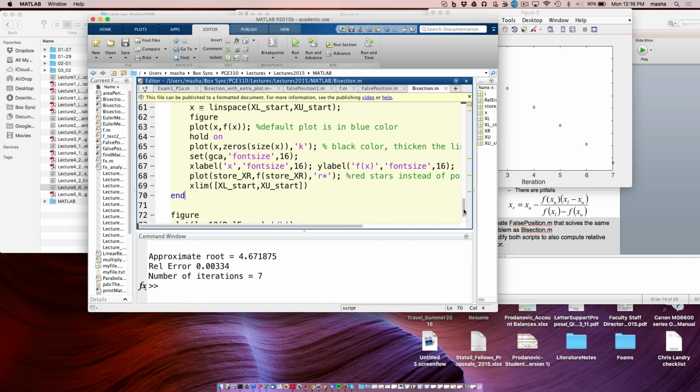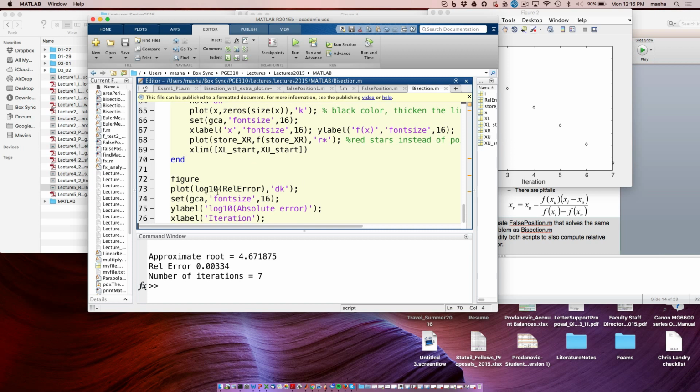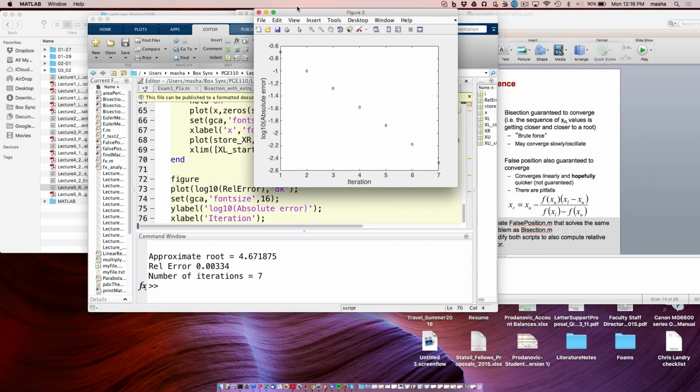I can plot my relative error. I'm plotting the logarithm base 10, so that way I actually see better, because at some point as the relative error goes below, say, 0.01, they're all going to look on top of each other, and you're not going to see the difference unless you actually plot the logarithm of the error. So you can see that it's going down.